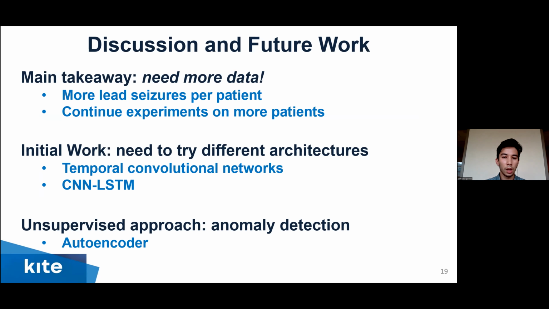In the future, I'm going to continue to try newer architectures, since this was mostly an initial work with a fairly basic architecture. I'm looking into trying temporal convolutional networks, as well as a CNN-LSTM hybrid network. I'm also looking into trying an unsupervised approach, like anomaly detection, where I fit my model on only interictal data and detect anything anomalous as an alarm. This would help with the problem of not having enough preictal data.